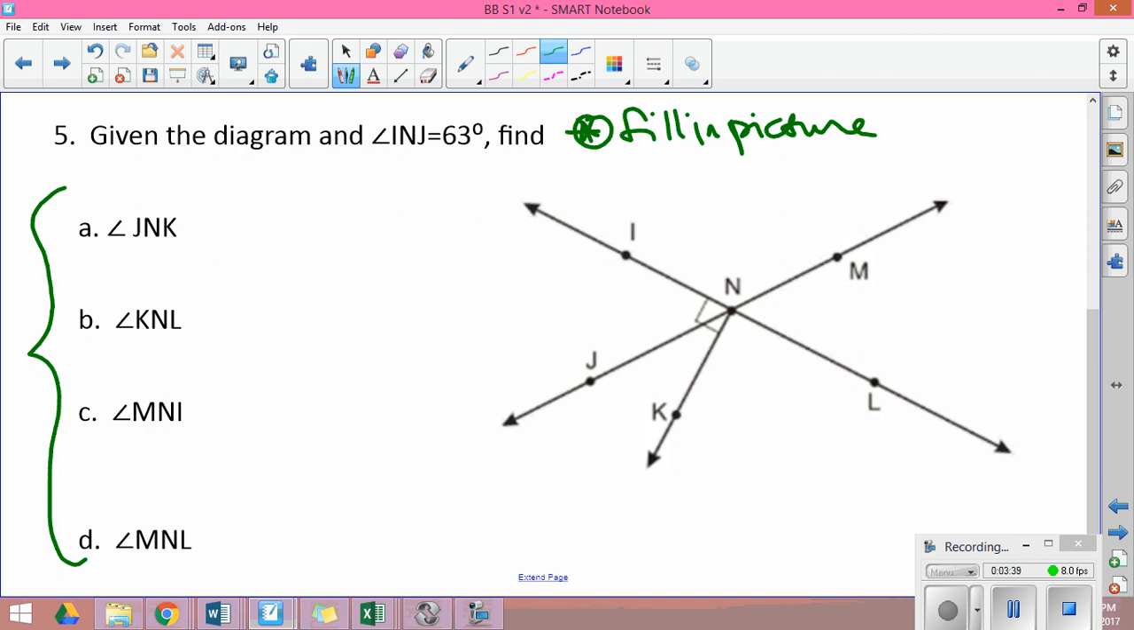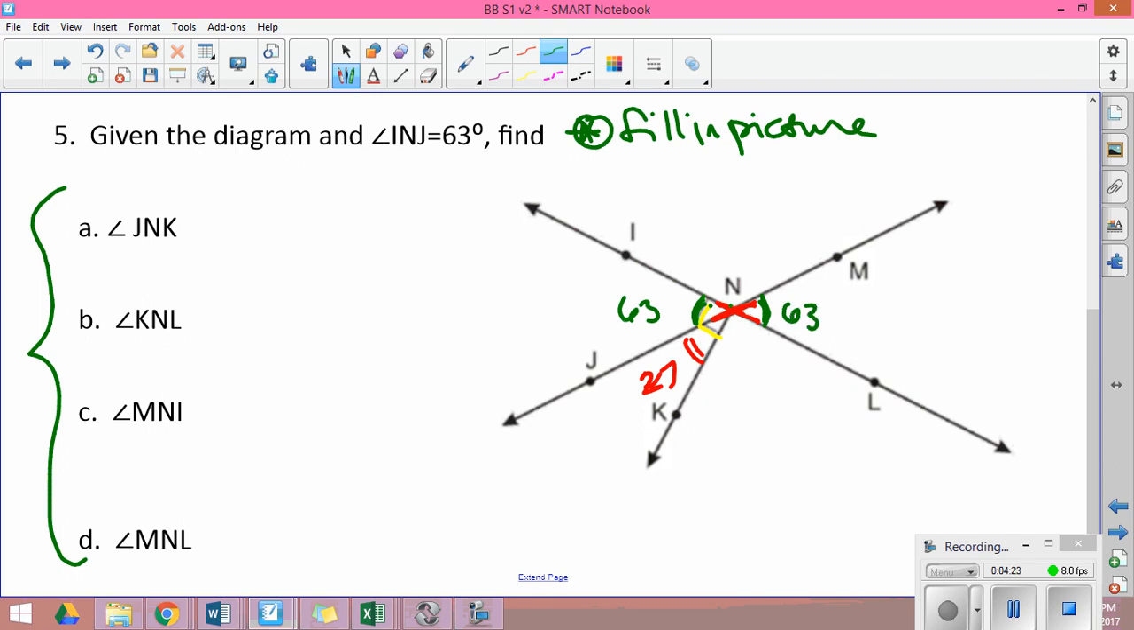So where is this INJ? INJ, 63, right here. Now, first thing I see is this 90 degrees. So together, those two have to be 90. That means that J and K, this one right here, is 90 minus 63, which is 27. Now, I may also have seen a little crisscross action here. If INJ is 63, shared vertex, not a shared side, by vertical angles, MNL is also 63.